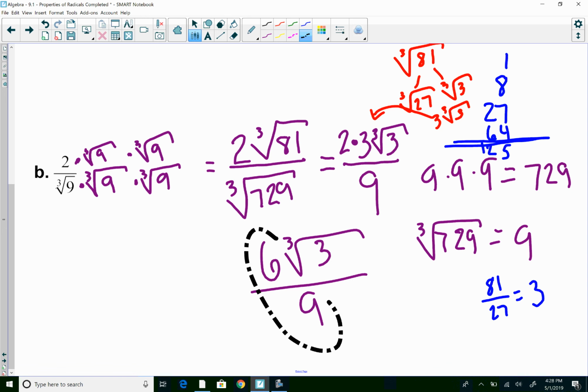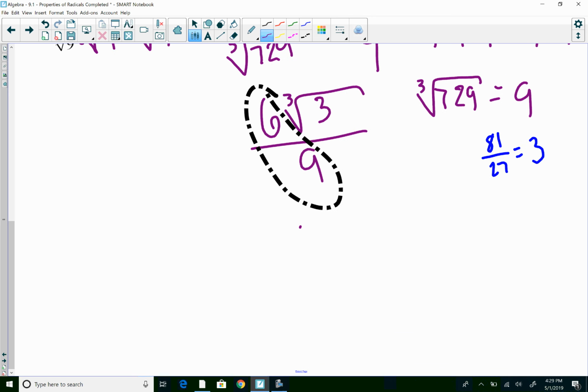This stuff right here can be simplified. Definitely not what I was trying to do there, but oh well. So 6 over 9 can be simplified. That would be 2 cube root 3 over 3.